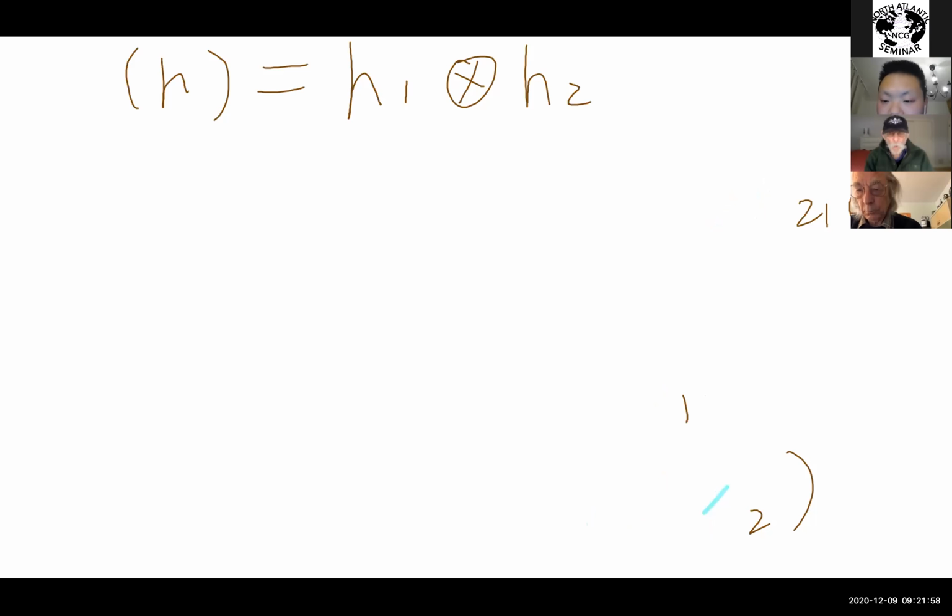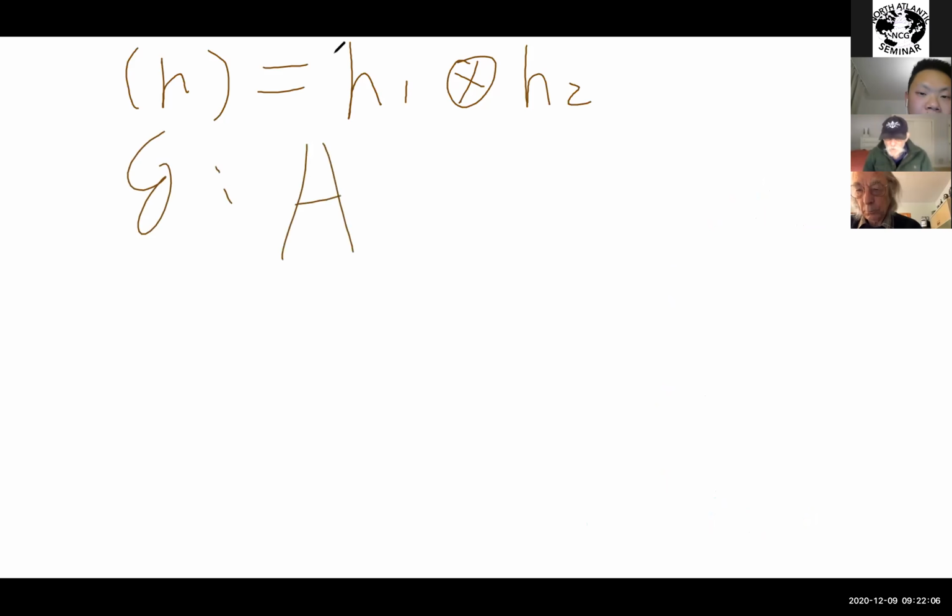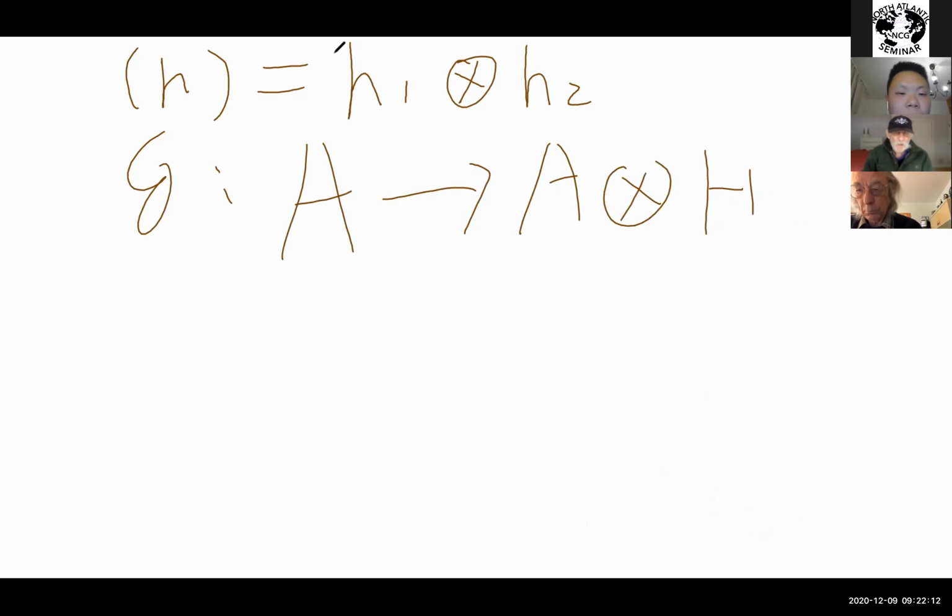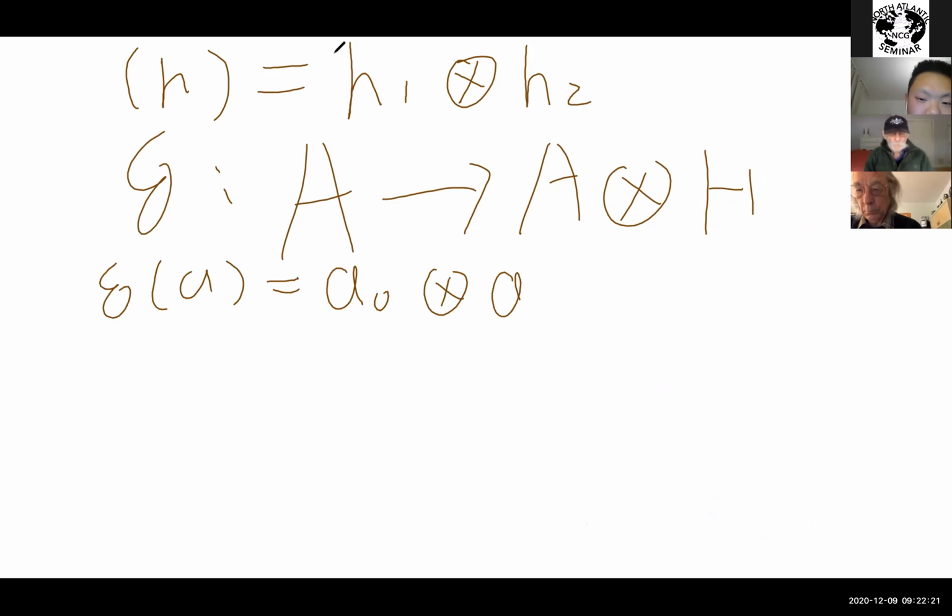So the co-action on a co-module is a map delta from an algebra A to A tensor H, and this is a right H co-module. And by Sweedler notation, we can write delta of A is equal to A0 tensor A1. Usually they have the bracket over 0 and 1, but here I just make it simple.